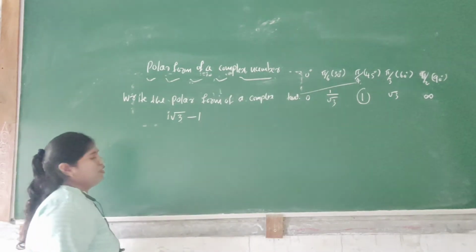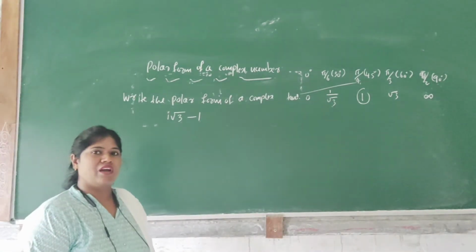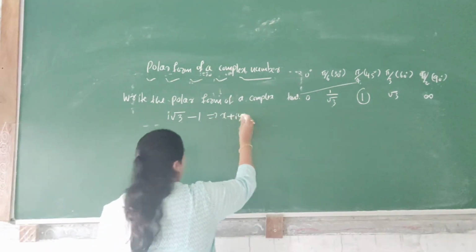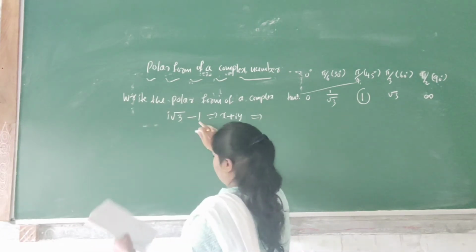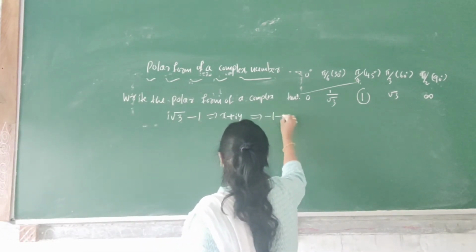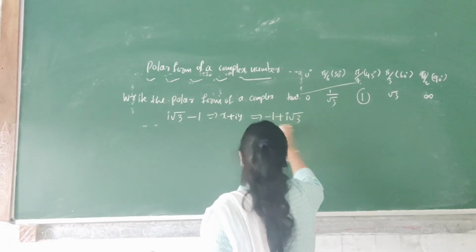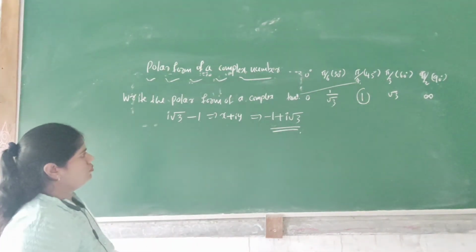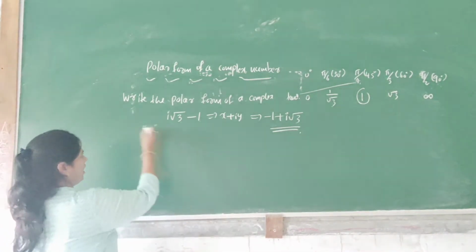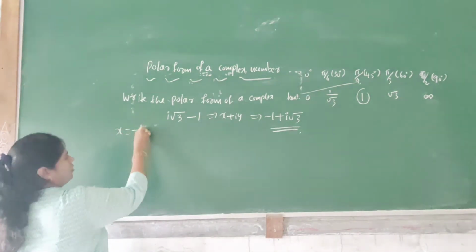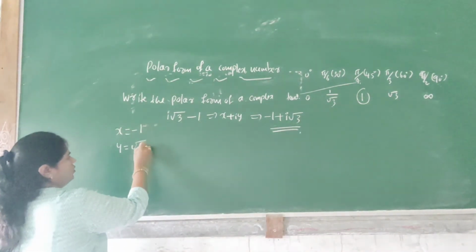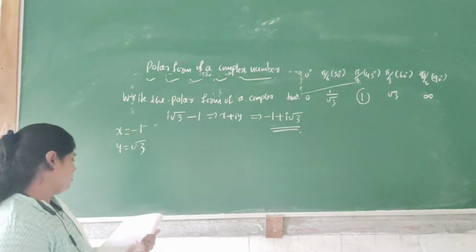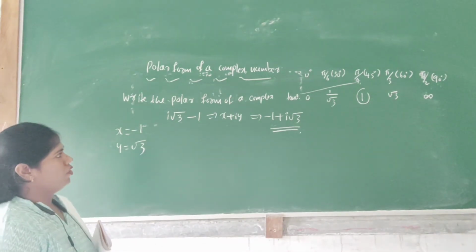I root 3 minus 1. We have to write it in the order first, so in x plus iy form. How will it be? What is the x value here? x is minus 1 plus i root 3. We have to write like this. Okay? So what do we have to find out? We will write here x is equal to minus 1, y is equal to root 3. Okay? We have to write like this.